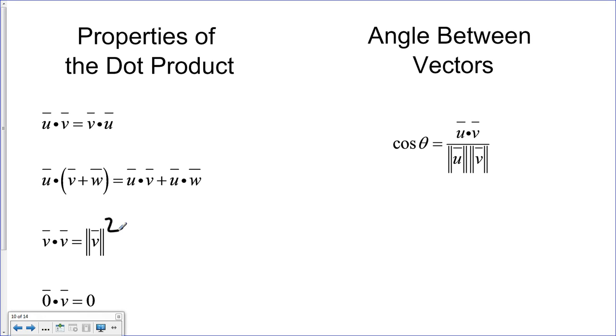The angle between two vectors in three-dimensional space looks exactly like the equation that we had for the angle between vectors in 2D space. The only difference is it's going to take us a little bit more time to find that dot product. It's going to take us a little bit more time to find those two magnitudes. But again, everything is behaving pretty much the way we would expect.